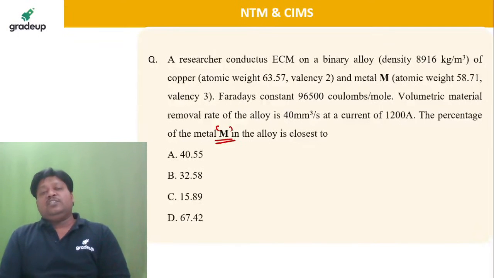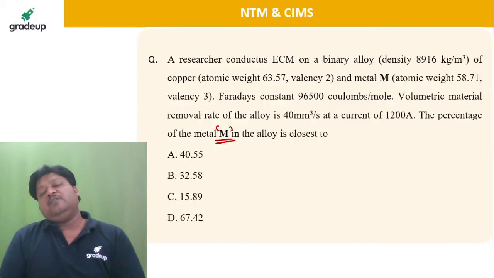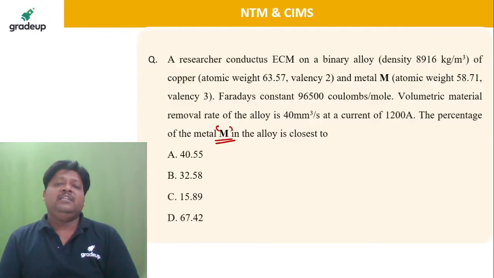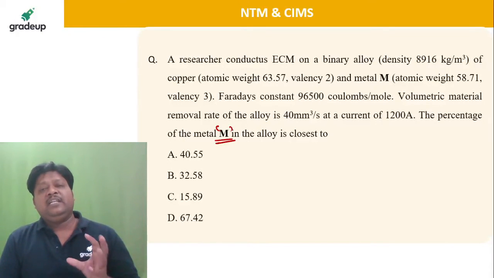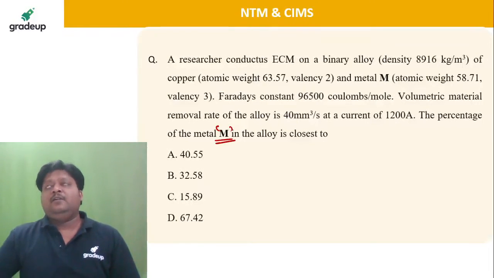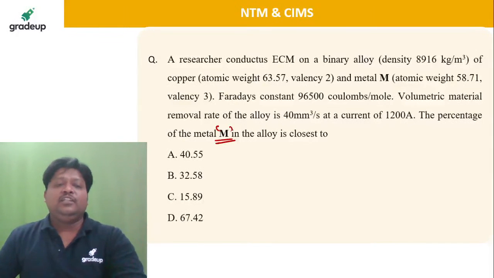Come on, dear students, solve this question very fast. So there is a binary alloy. One is copper and the other is metal M. For that M we need to calculate the percentage. Please come on, solve it.